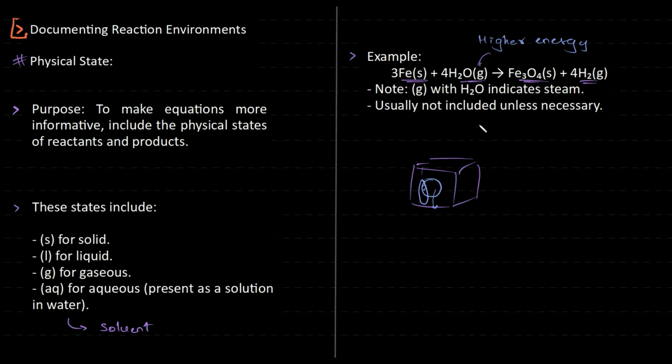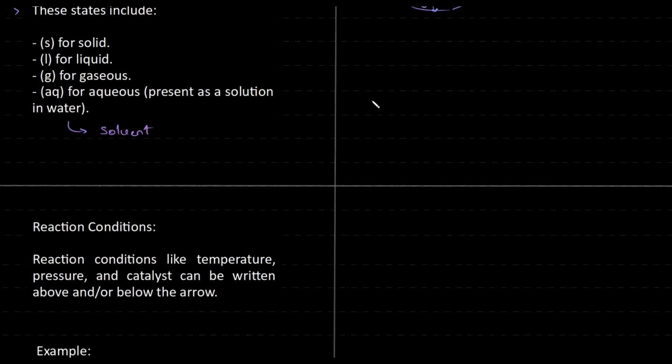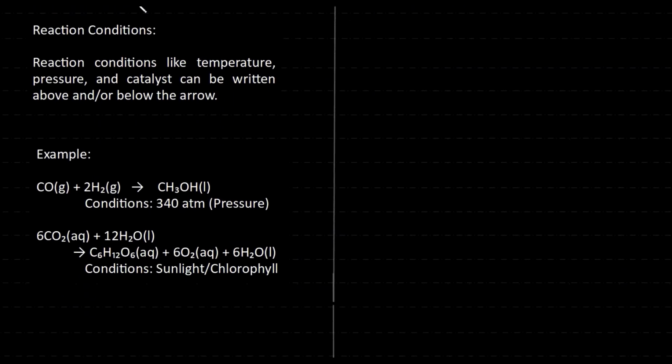Does it make sense? So the topic is documenting the reaction environment. The very first thing is the physical state of the reactant and the product. It's important for us to know because of the small set of reasons I gave you. There are many reasons, but I'm just giving you an introductory part. And also not only the physical state of the material, but also the surrounding reaction conditions. Conditions like temperature, pressure, and catalyst can be written above and below the arrow. This too is an important set of information that needs to be presented in our chemical equation.